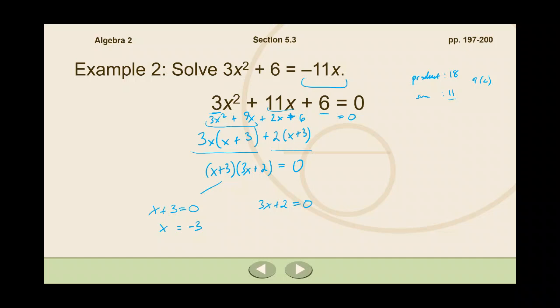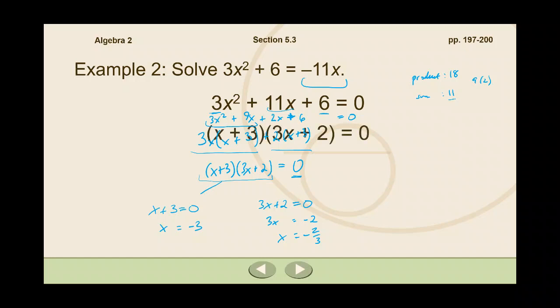If x has a value of negative 3, then the whole quadratic equation would have a value of 0. On this other side, 3x will equal negative 2. X will be equal to negative 2/3. So here are the two values for x that, if used, would result in the product of 0. I have now solved this quadratic equation.